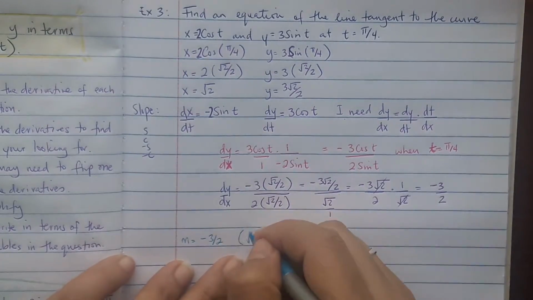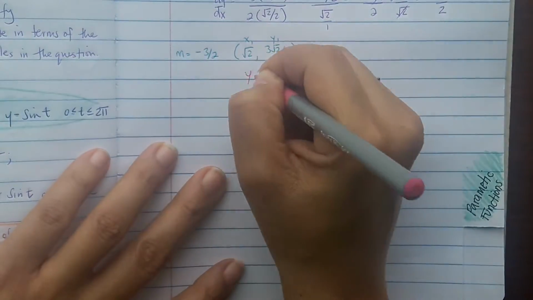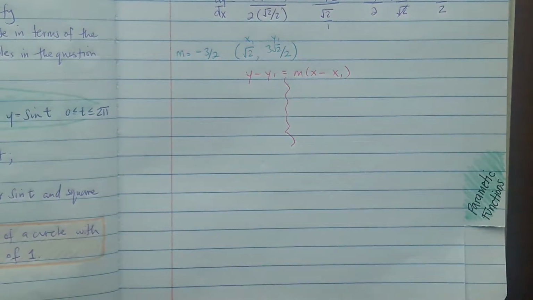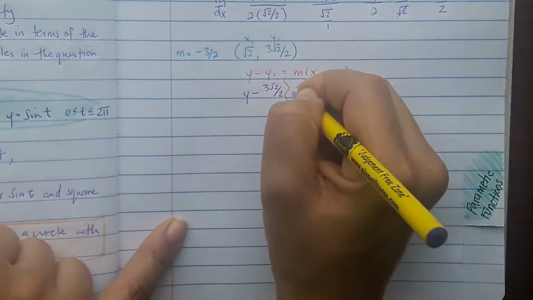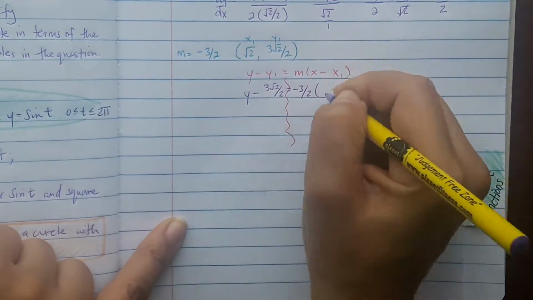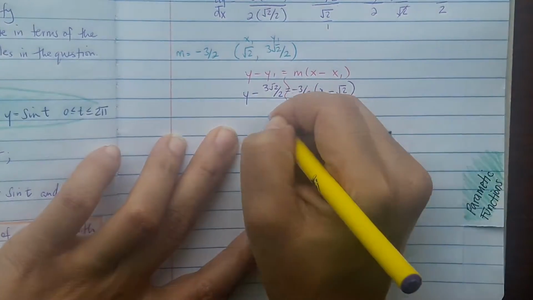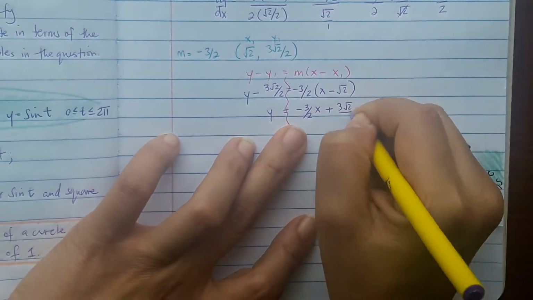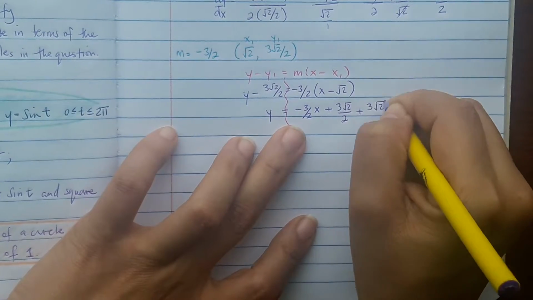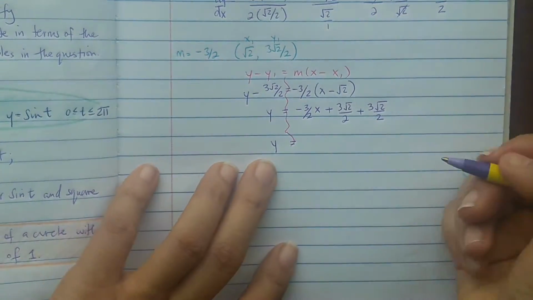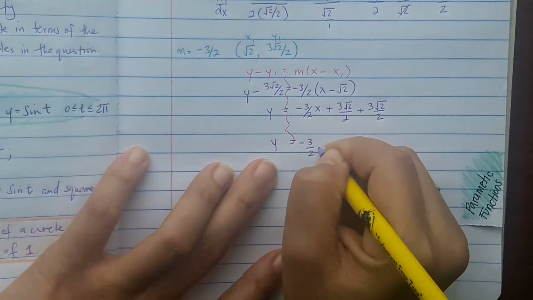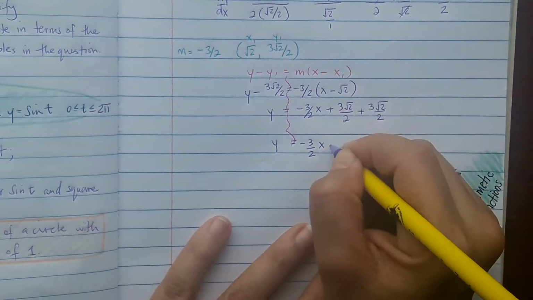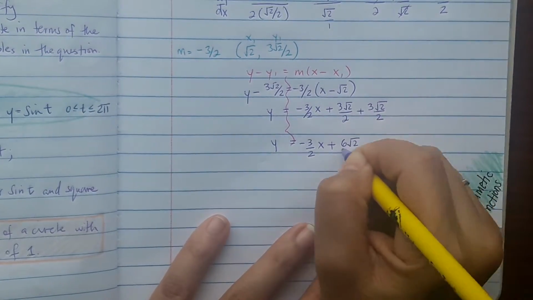Then we're going to plug it into the equation of a line, which is y minus y1 equals m times x minus x1. So just plug the stuff in. So y minus, what's y1? 3 radical 2 over 2. m is equal to negative 3 over 2, and then x minus radical 2. Alright, we're going to distribute, and we're going to take that negative 3 radical 2 over 2 to the other side, so it makes it positive. And then we're just going to simplify. Because these are the same denominators, I can add them. So it's the same thing twice, so that's going to be 6 radical 2 over 2.